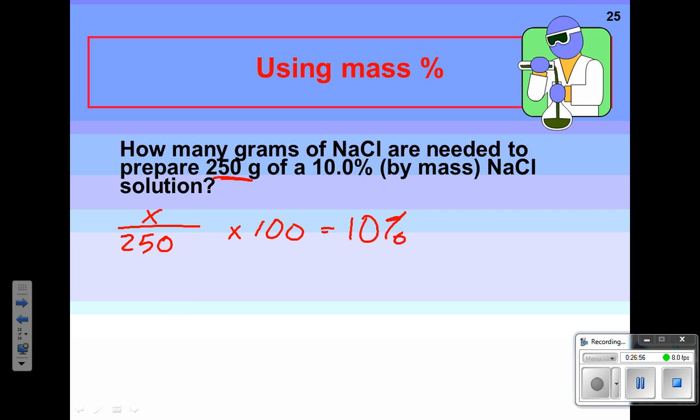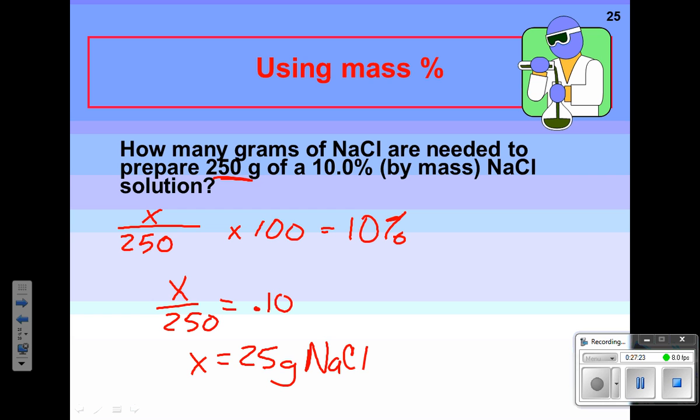So now I just go down and I go x divided by 250 equals 0.1, right? And then I just times it over. X equals, what's 0.1 of 250? A tenth of 250. 25. 25 grams. We're done. Whoops, sorry. 25 grams of NaCl. Yeah, I divided both sides by 100 to get to the 0.1. Okay?